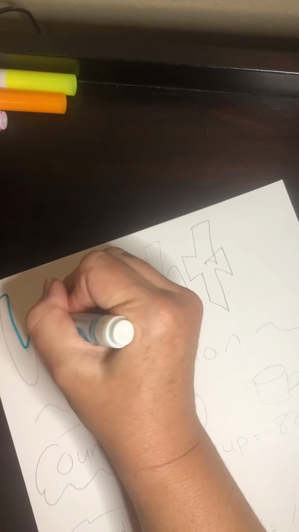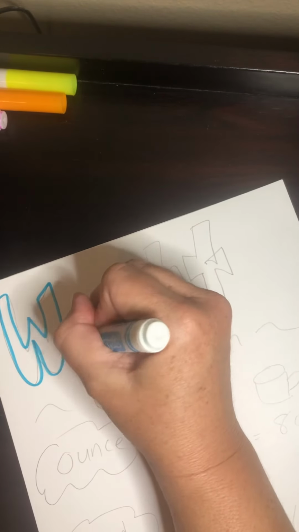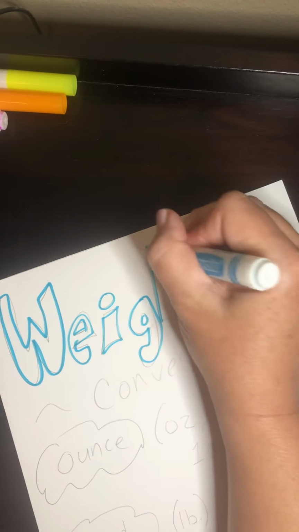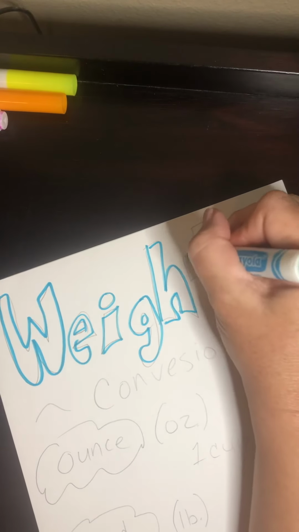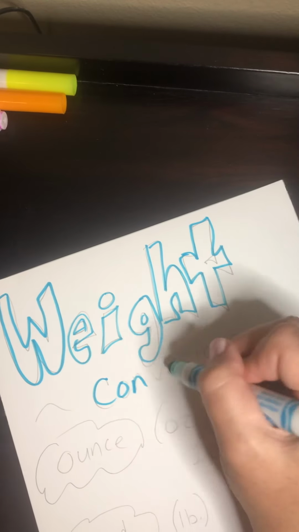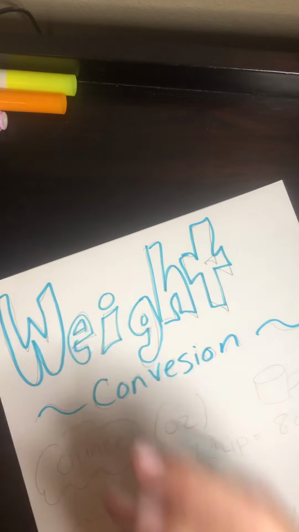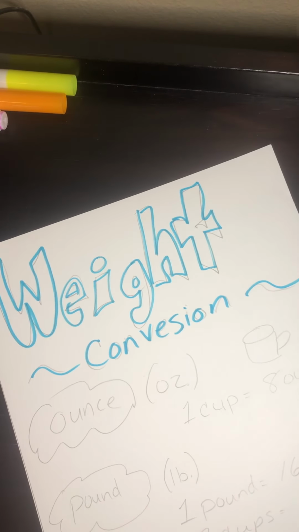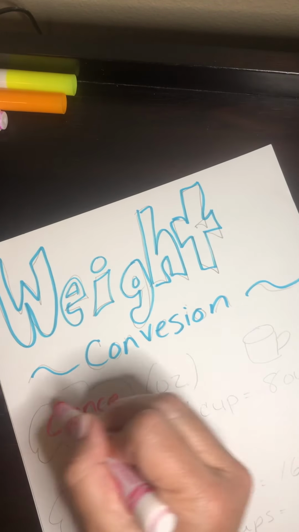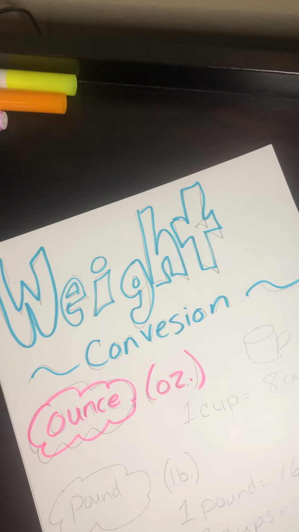So similar to what we did last week, where we were talking about the abbreviations for weight and what their dimensions were, we're now going to be converting them into other measurements, similar to Monday's lesson. So let's look at the first one. The first one will be our ounces. And if you remember from last week, the abbreviation is OZ period.